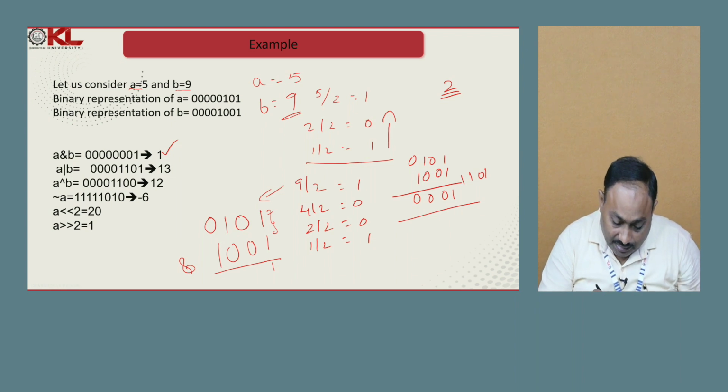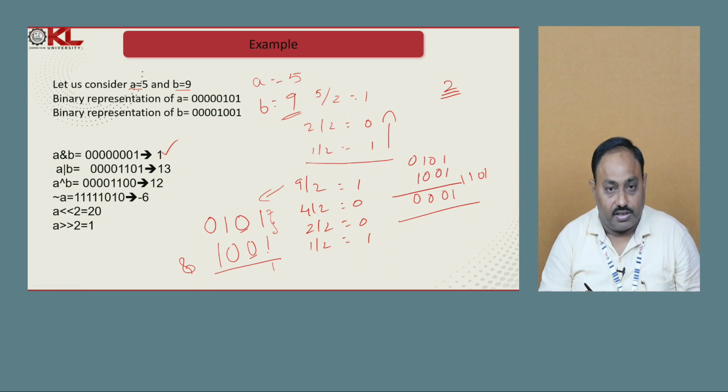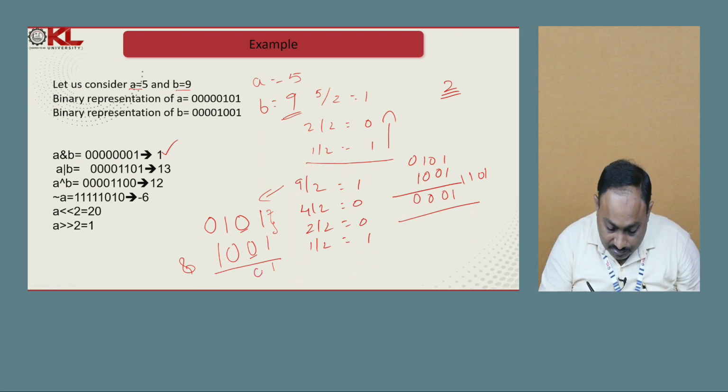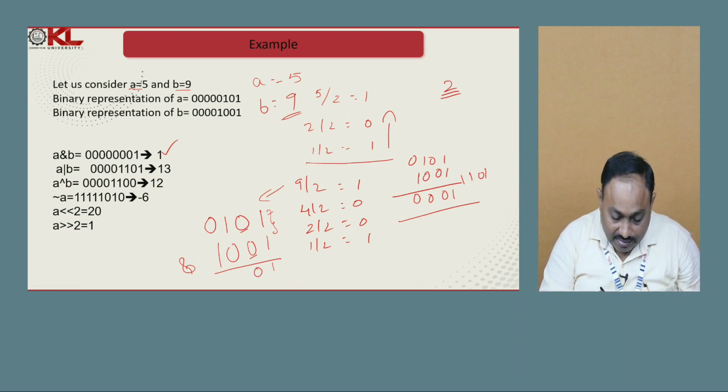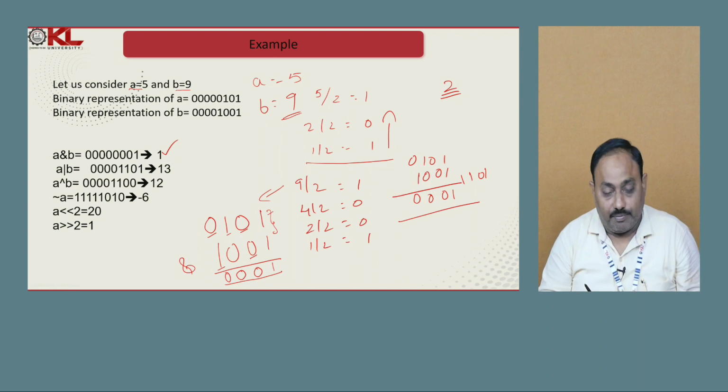Next, the second bit of this is 0 and the second bit of the second operand is 0, the result is 0. Again, the third bit of the first operand is 1, but the third bit of the second operand is 0, so these two are different bits, so again it is 0. Last bit, if you take the last bit, it is 0, here it is 1, 0 and 1, again 0. Now this is A bitwise AND B.